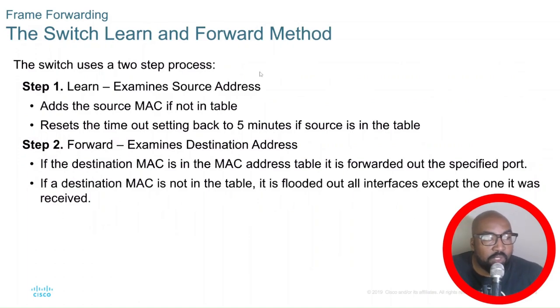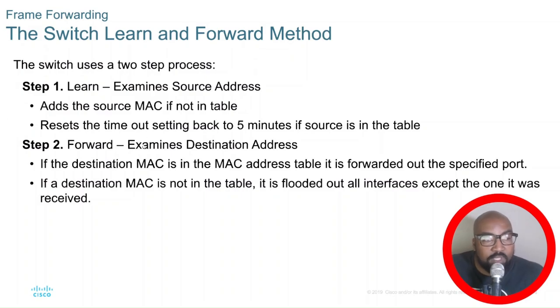The switch learns and forwards method, okay? So the switch uses a two-step process. Step one, it learns: it examines the source address. It adds the source MAC if it's not in the table. So the source MAC, if it's not in the table, it'll add it. If it's something brand new, something new that's showing up, it'll add the information.